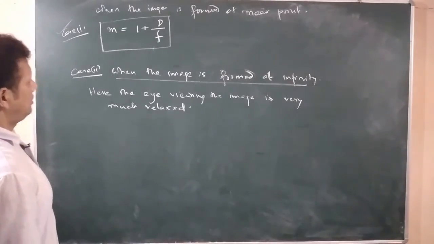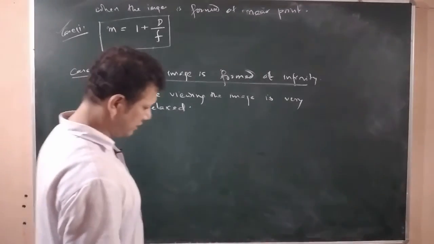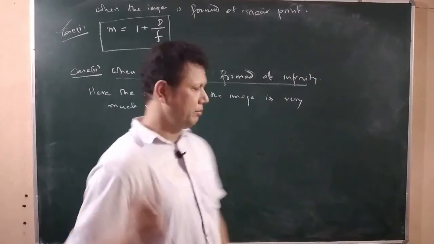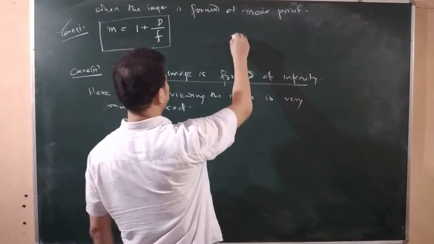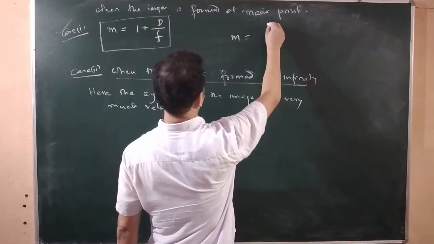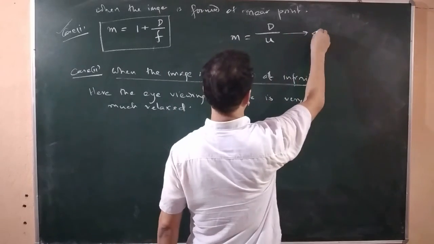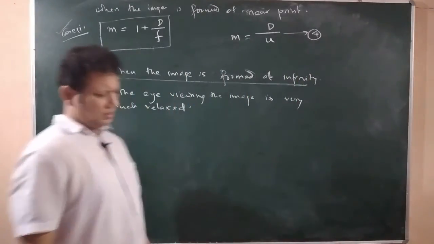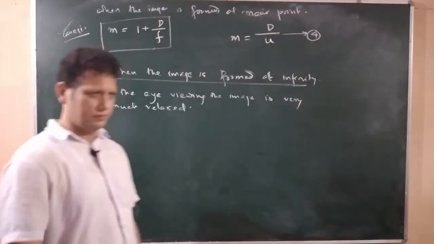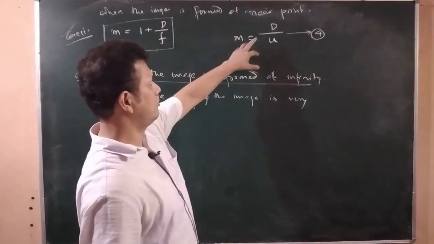Now look, before this we had already derived a formula, equation number 4, for the magnifying power or angular magnification. The formula was M is equal to D by u. This was equation number 4 that was already discussed in the previous video, in the previous class.